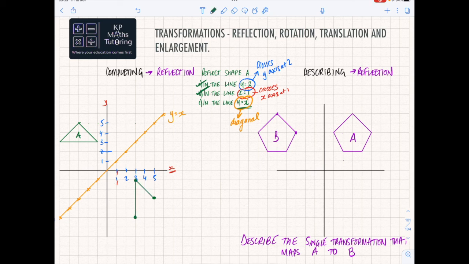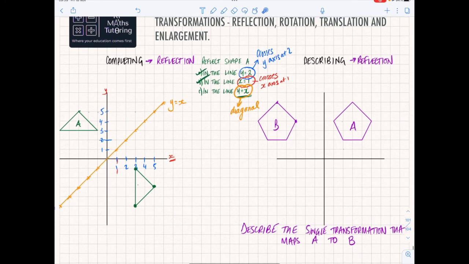Now what you notice is when a shape is reflected in a diagonal mirror line, it kind of rotates it a little bit as well. Okay, so that's how you complete reflection. That's how you reflect it in a line that's y equals, so y equals crosses the y-axis, x equals crosses the x-axis, and y equals x is the diagonal.